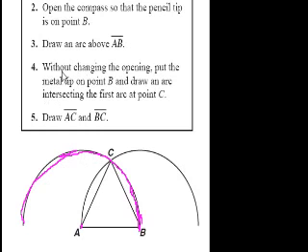Fair enough. Without changing the opening, put the metal tip on point B. So now you put the pivot there and draw an arc intersecting the first point at C. So now they want us to draw that second. Let me do another color. They're going to draw that second arc.